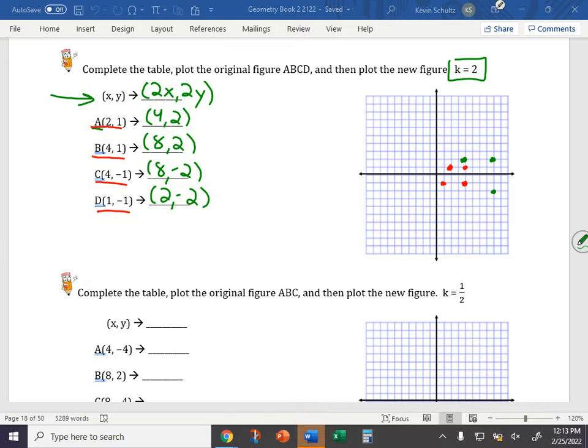It can get a little bit crowded, so you gotta watch for that. Just keep track of stuff. That's why 2 colors helps. But now, we connect the dots of our red figure, our original figure, and then connect the dots of our new figure, our green figure. That green figure is twice the size.